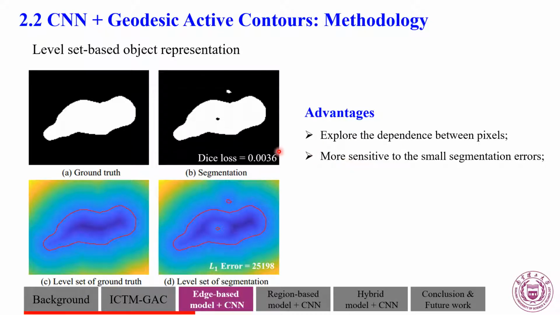First, we employ a level set based object representation, which enables us to explore the dependency between pixels. Looking at this figure, small changes of the binary mask only affect local points. Meanwhile, the small change can globally affect the level set values, resulting in large errors. Thus, level set representation is more sensitive to small segmentation errors.